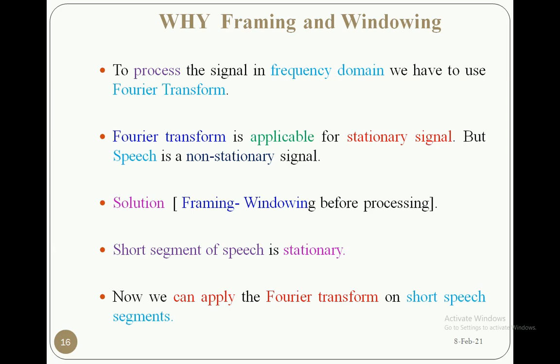That's why, rather than directly applying the Fourier transform on the speech signal, first we are doing the framing and windowing so that we can get short segments. Upon the short segments you can easily apply the Fourier transform. Why? Because now the speech signal is not a non-stationary signal, it is a stationary signal for that short segment of the speech. Thank you.